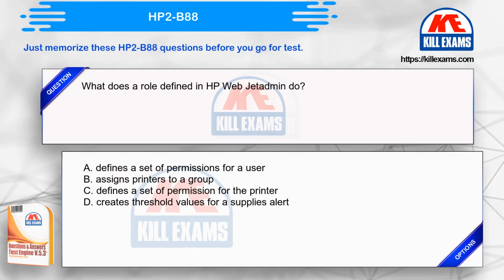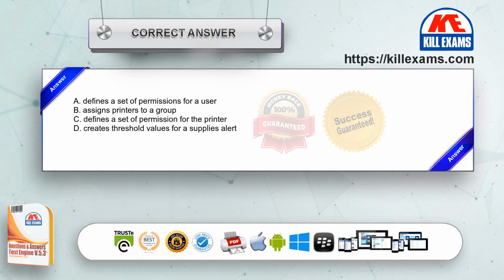What does a role defined in HP Web Jetadmin do? Option A. Defines a set of permissions for a user. Option B. Assigns printers to a group. Option C. Defines a set of permission for the printer. Option D. Creates threshold values for a supplies alert. The correct answer is option A.